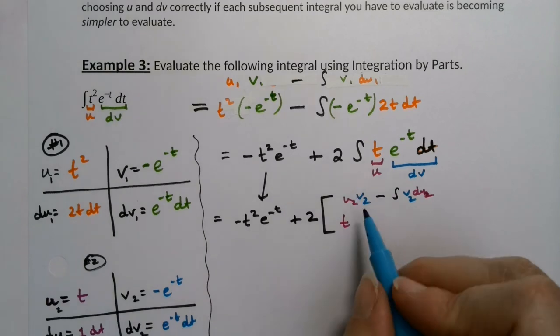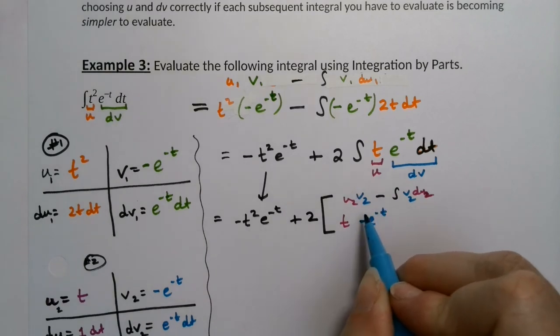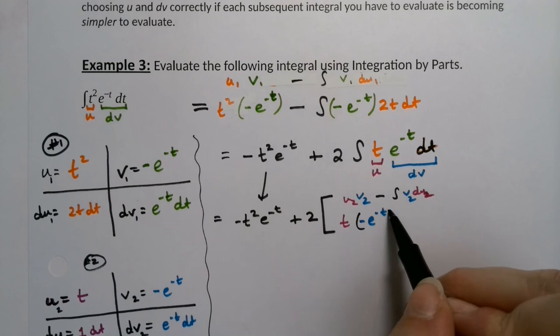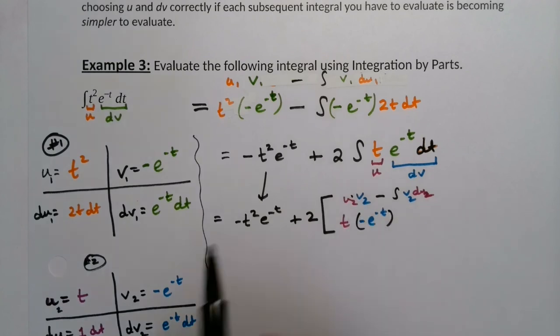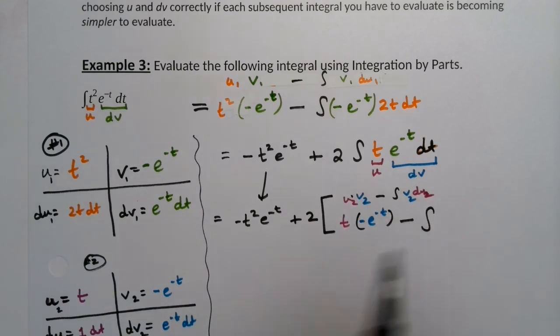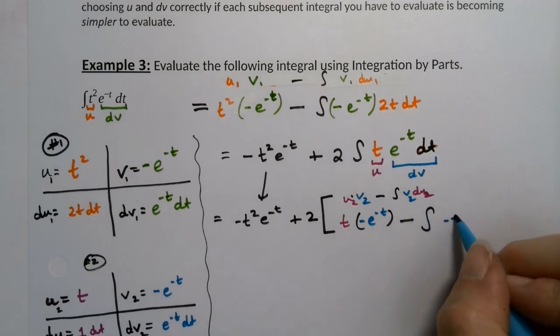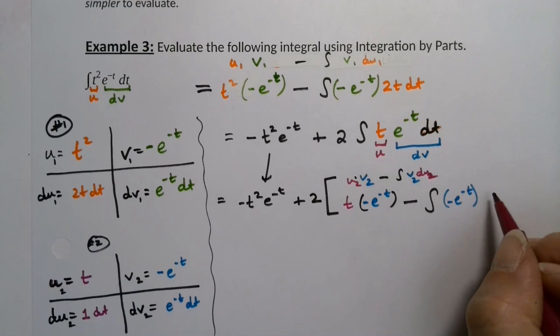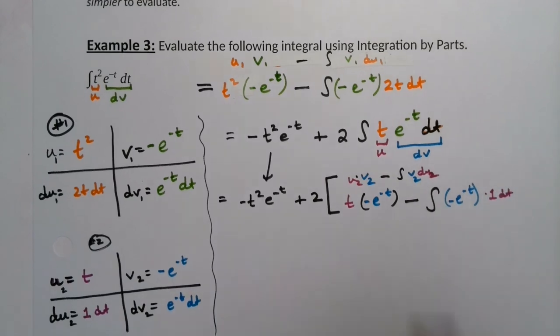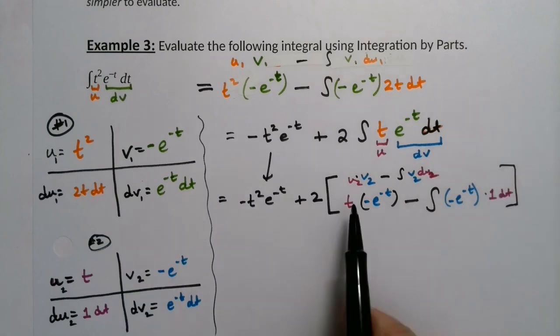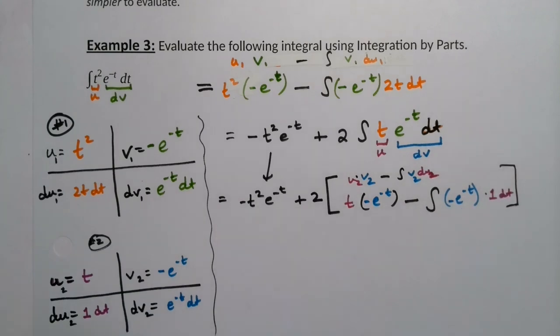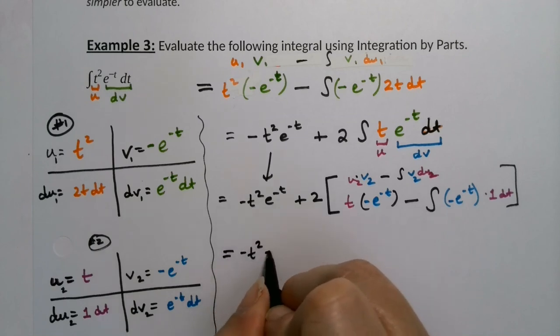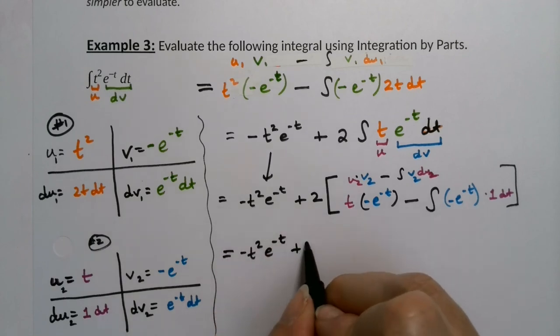v2 is negative e to the negative t, and those are multiplied. So it's u times v minus integral v, which is negative e to the negative t, du, which is now 1 dt, or just dt if you like. There's my second application of integration by parts. All right, so this is, again, negative t squared e to the negative t. Nothing's happened there. Plus 2.